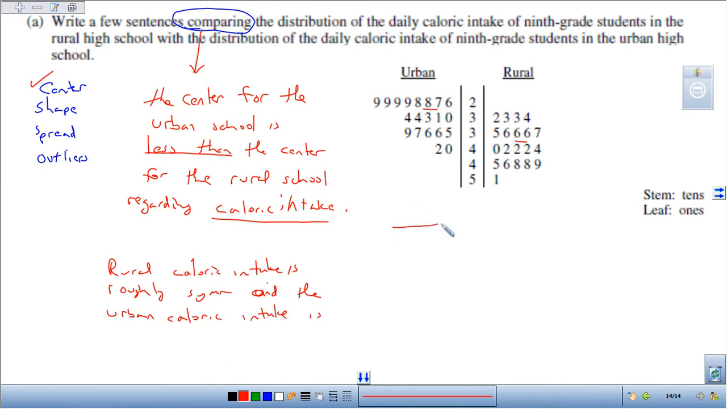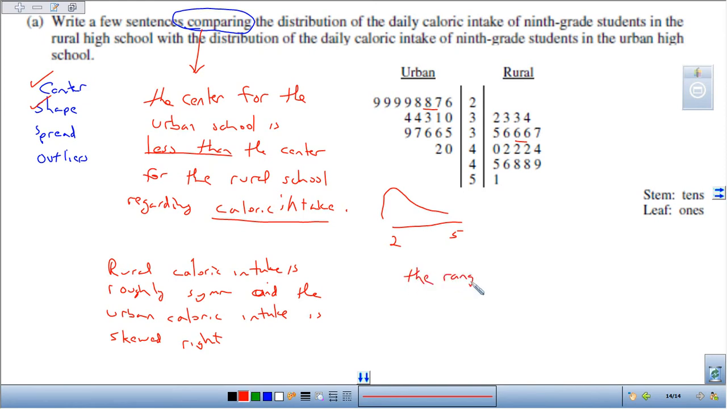We can see there's a 2 here, and it goes up to 5. Most of our data is around 2, and then it trails down like this. So that's a quick way for you to see that the urban caloric intake is skewed right. Shape is done. Now let's talk about spread.